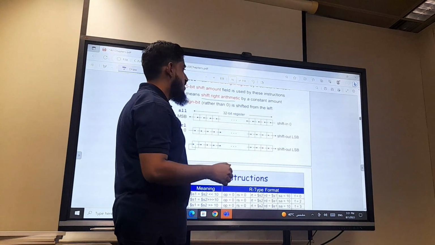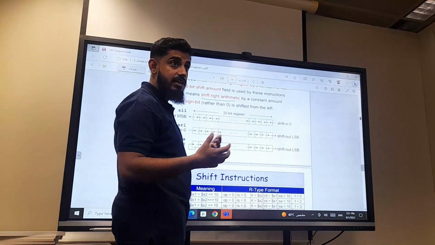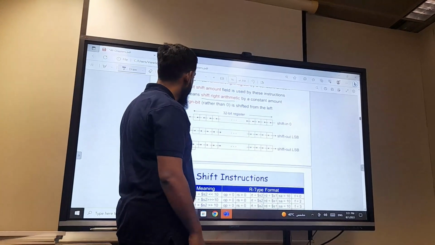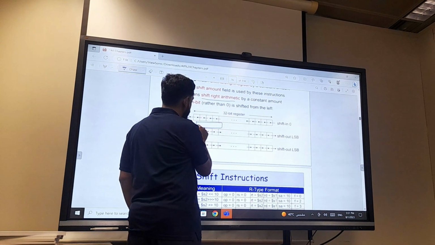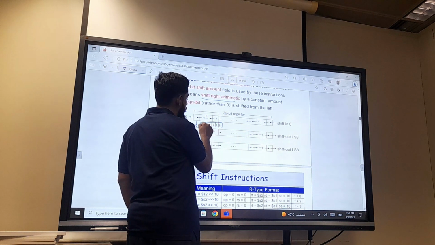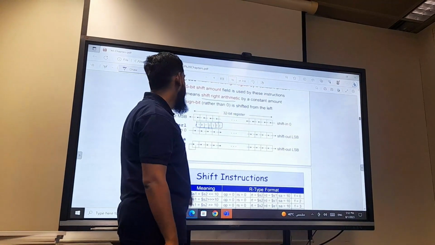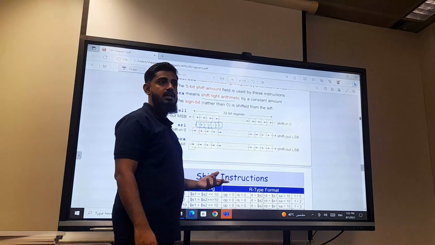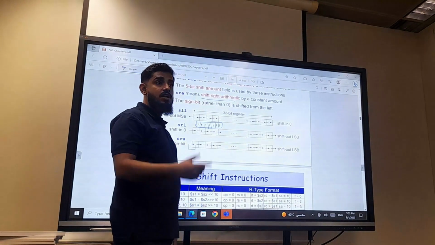Let's suppose first we are going to see the logical shift, either right or left. So let's suppose I have a register. I'm not worried about how many bits, I'm just taking the value. Let's suppose these bits are 1 1 1 1 1 0 1, whatever the bits are. And someone asks me to do the logical left shift by one place.